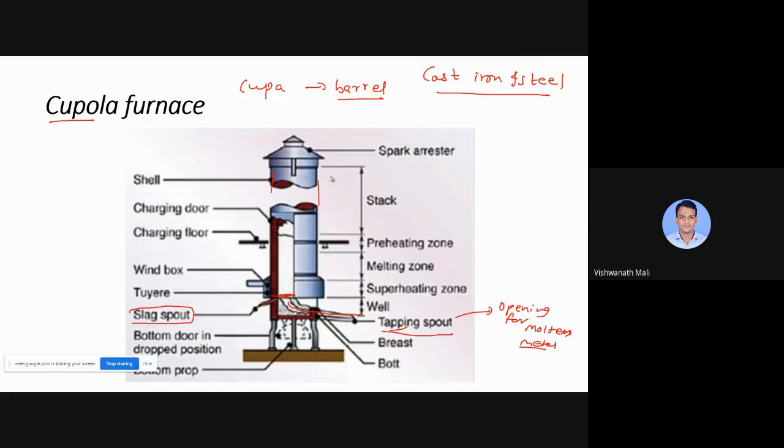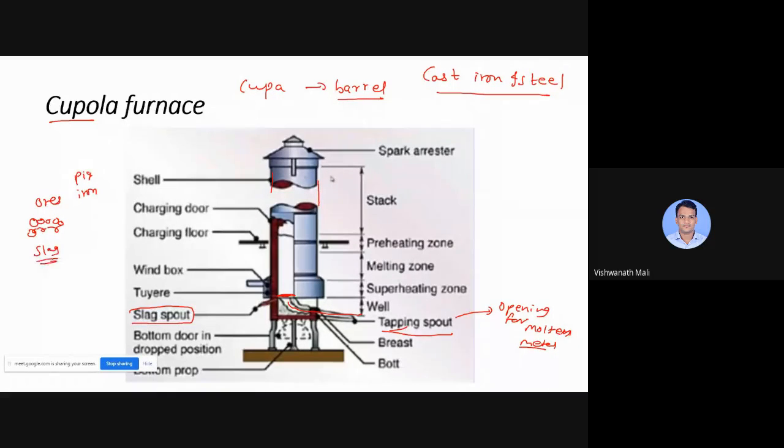First of all, we will see the construction. So now we know we have the scrap, or ores or pig iron. Suppose we have the pig iron. Now we insert that pig iron or scrap into this cupola furnace. Now it may contain the unwanted parts, that is called slag.